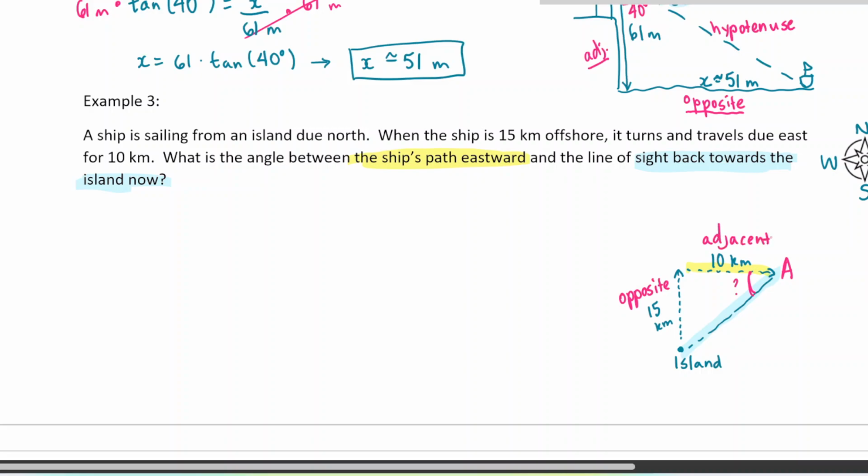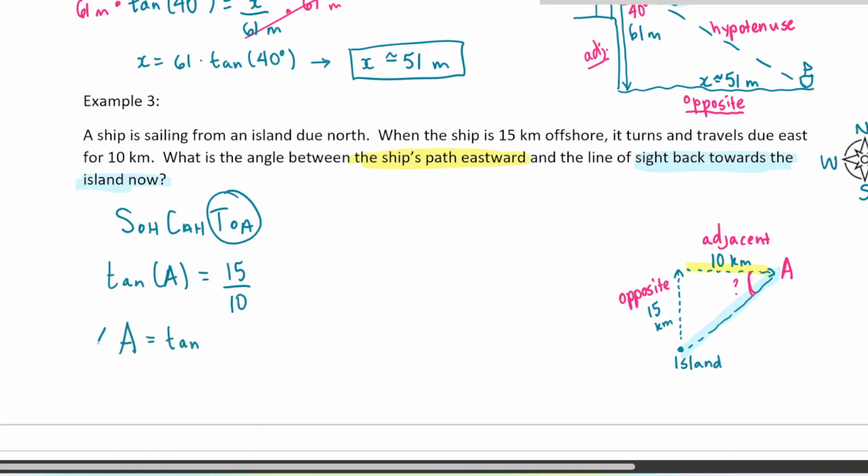Okay, so if I write out SOHCAHTOA, I don't want any with the hypotenuse because I only have the opposite and the adjacent, so I'm going to use the tangent ratio again. So tan of my angle A, which I don't know, is the opposite, so 15 over 10. Now this one I'm finding the angle, so I'm going to use the inverse tan button. So angle A is going to be the inverse tangent of 15 divided by 10.